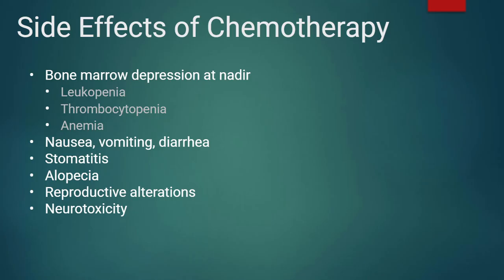Chemotherapy can also cause reproductive changes. It may reduce fertility or cause menstrual changes in women and decrease sperm production in men. Finally, some chemo drugs cause neurotoxicity. This means nerve damage that can lead to tingling, numbness, or weakness in the hands and feet. As nurses, our role is not only to monitor for these side effects, but also to provide supportive care, education, and reassurance so patients know what to expect and how to cope.